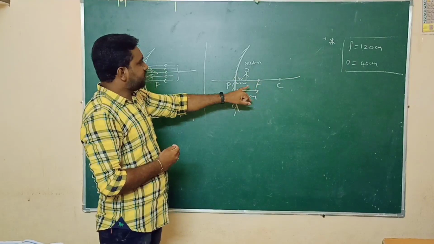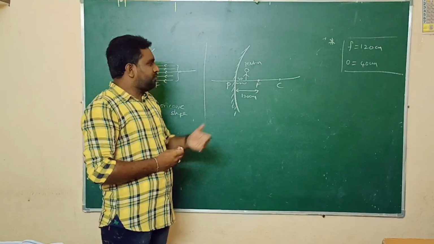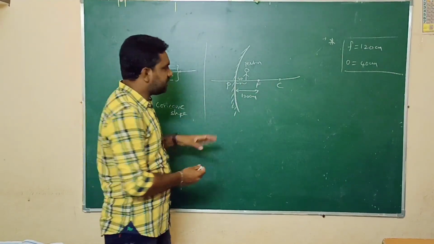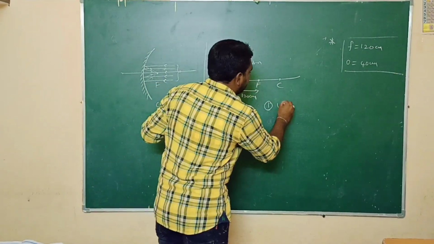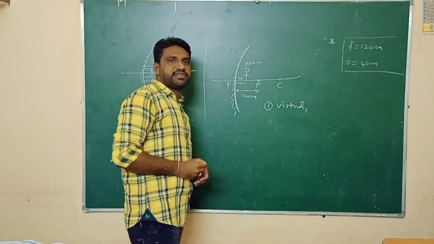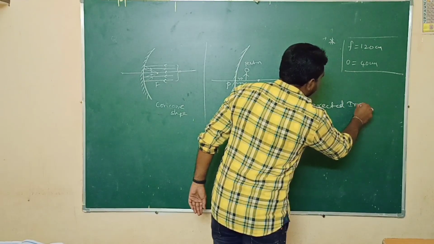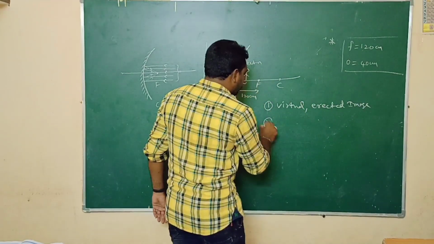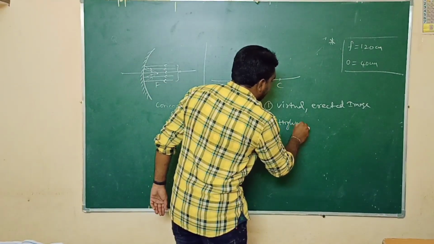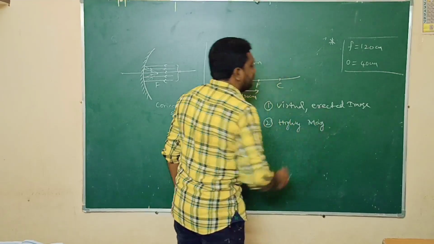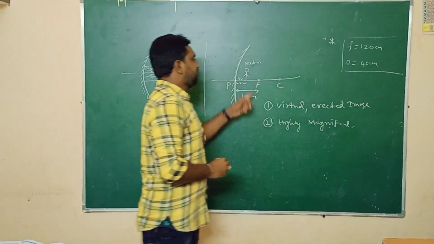According to the question, the person is standing between the pole and focus of the concave mirror. What kind of image will we get here? When the object is between pole and focus, we will get first a virtual image. Virtual image means erect image, virtual comma erect image. And number 2, you will observe a highly magnified image. Magnified means big size. So that is the answer for that question.